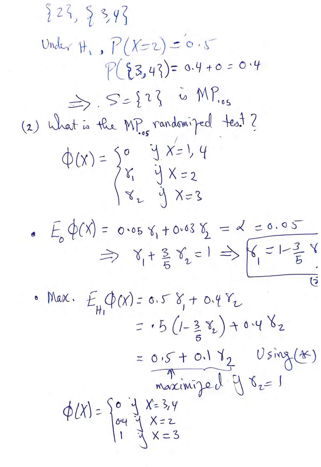And maximize the power function under H1. The power function under H1 is gamma 1 times 0.5 plus gamma 2 times 0.4. Substituting the star equation, you get a linear expression, 0.5 plus 0.1 gamma 2. So the power function has its maximum value when gamma 2 equals 1. So gamma 2 equals 1 and gamma 1 is 1 minus 3/5 times 1, which equals 0.4. So the test is 0 at x equal 1 and 4, 0.4 if x equal 2, and if x equal 3 it is gamma 2, which equals 1.